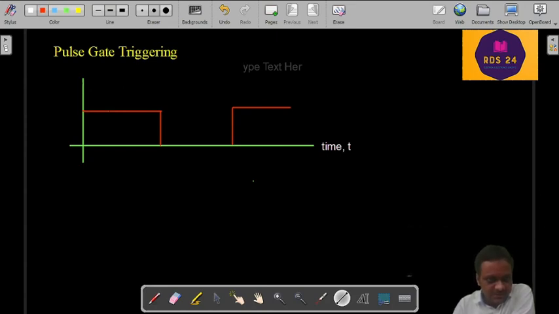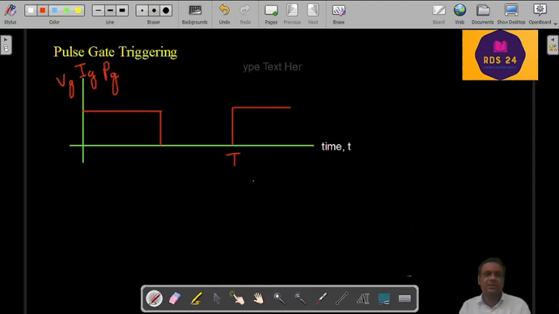We are applying the VG voltage here. This is in the form of pulses. If this is a triggering cycle T, it is not applied for the whole triggering cycle. It will be some pre-decided value. Then we are having the VG, IG and PG. This is your time axis.